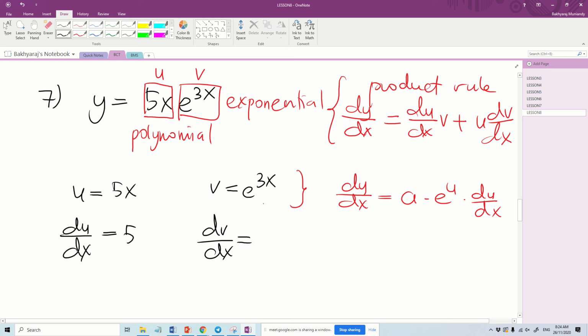Okay, what about dv dx? Dv dx dia akan jadi 1 times exponent 3x times 3. Okay, times 3. Okay, it will give me 3 exponent 3x. Okay, ini ialah u kita dalam kes ni.